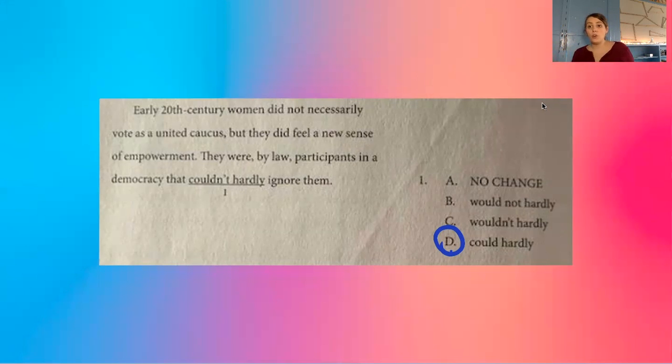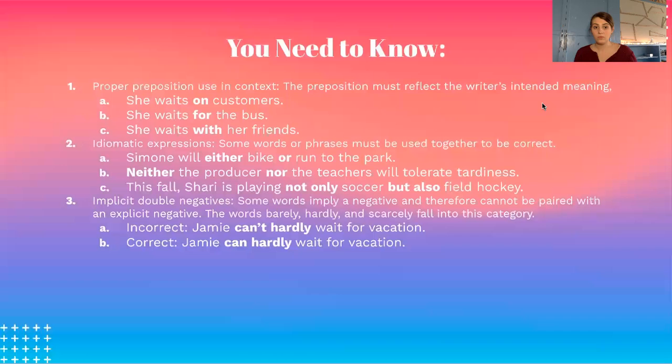But in this part, we're addressing these common English things that we might be inclined to do based on how we speak that we should not do on the ACT, because it's looking for a certain type of grammatical response. So the first is make sure to use the proper prepositions in context. The preposition must reflect the writer's intended meaning. So on, for, with, those all reflect different ideas, different meanings. You need to make sure that whatever option is being chosen reflects what the author intends.